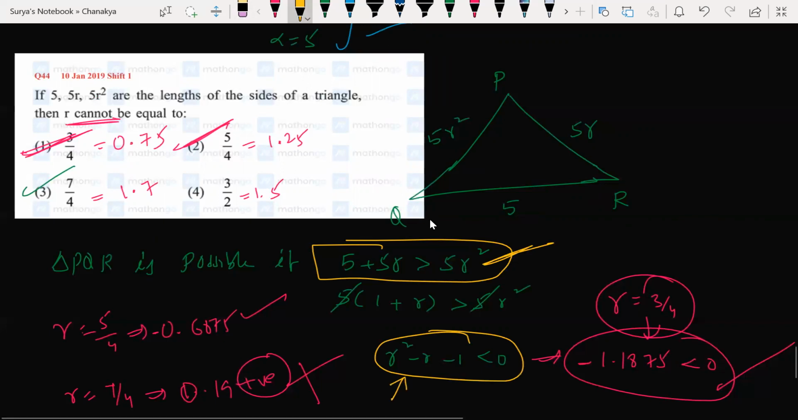Cross verified the options. Option C is not satisfying, and all the other options are satisfying except option C. So option C is correct. This satisfying, this satisfying, this satisfying. So option C is my correct answer. Why? Because option C alone is giving me a positive value. As per the condition, C is going to be the right answer.